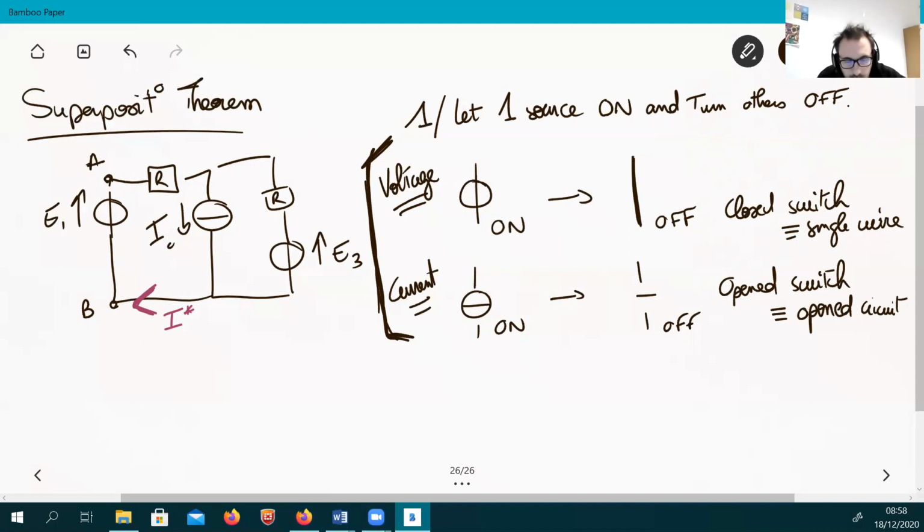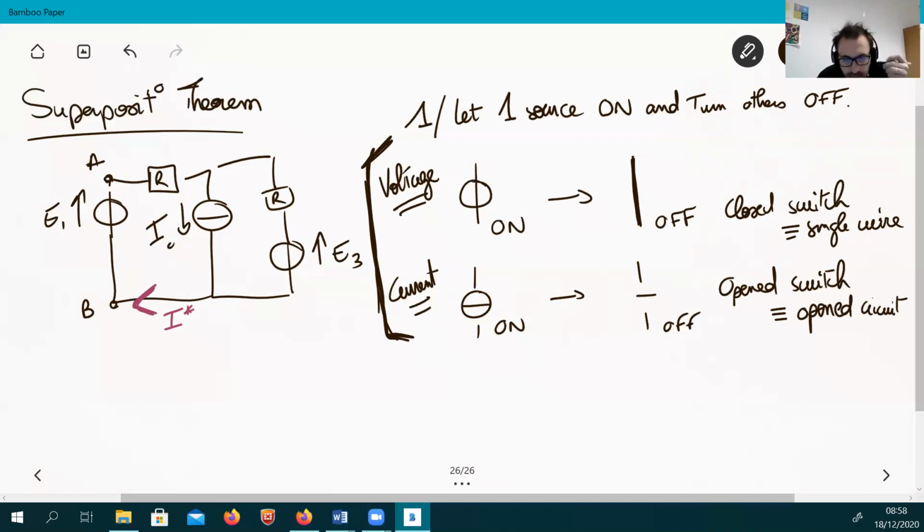And when we ask you to turn off a voltage generator, it's not just take the switch of your voltage generator and turn it off. No, you have to take out the 2 wires going out from your voltage generator and link them together to make a single wire. Okay?